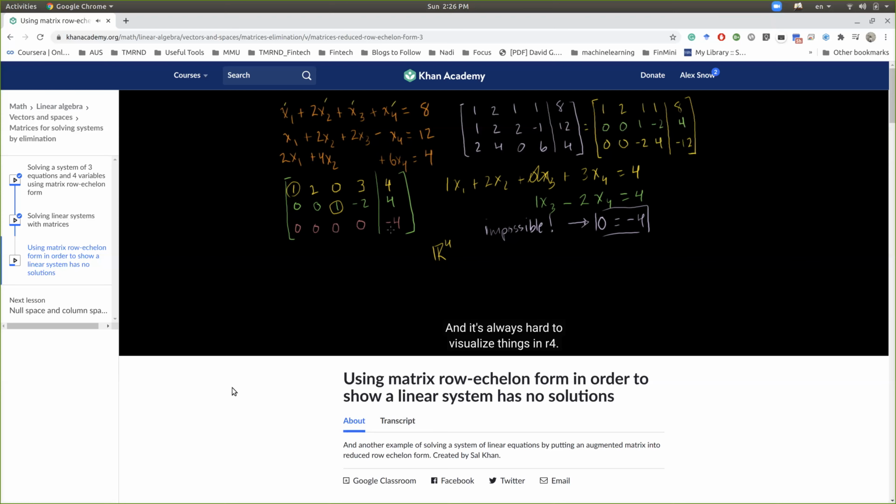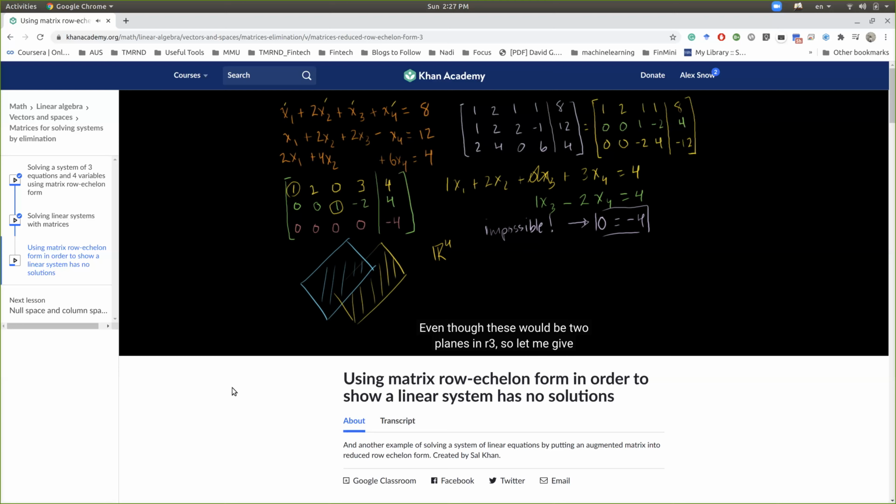And it's always hard to visualize things in R4, but if we were doing things in R3, we can imagine a situation where, let's say we had 2 planes in R3, so that's 1 plane right there, and then I had another completely parallel plane to that first one, even though these would be two planes in R3.